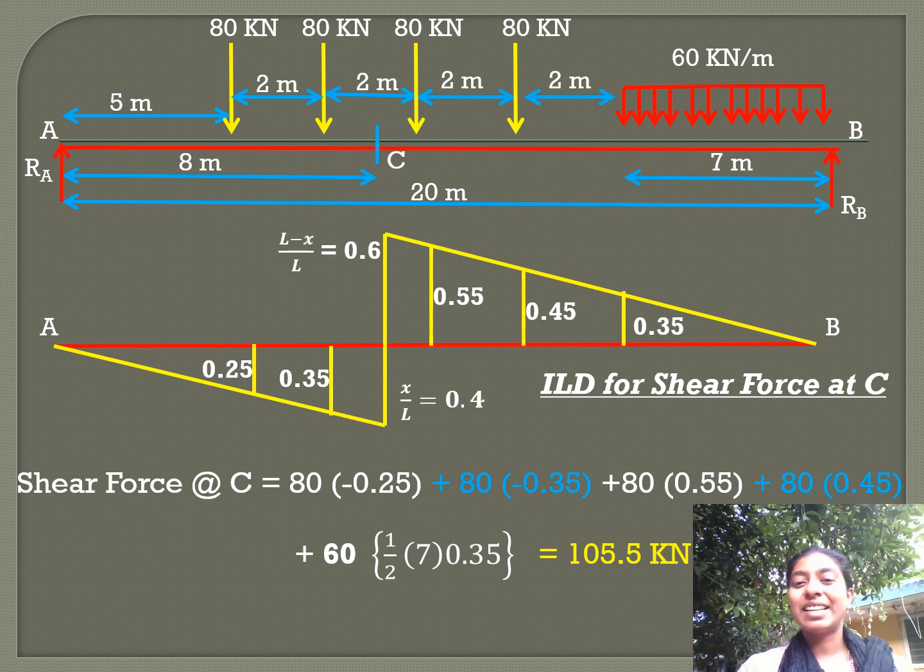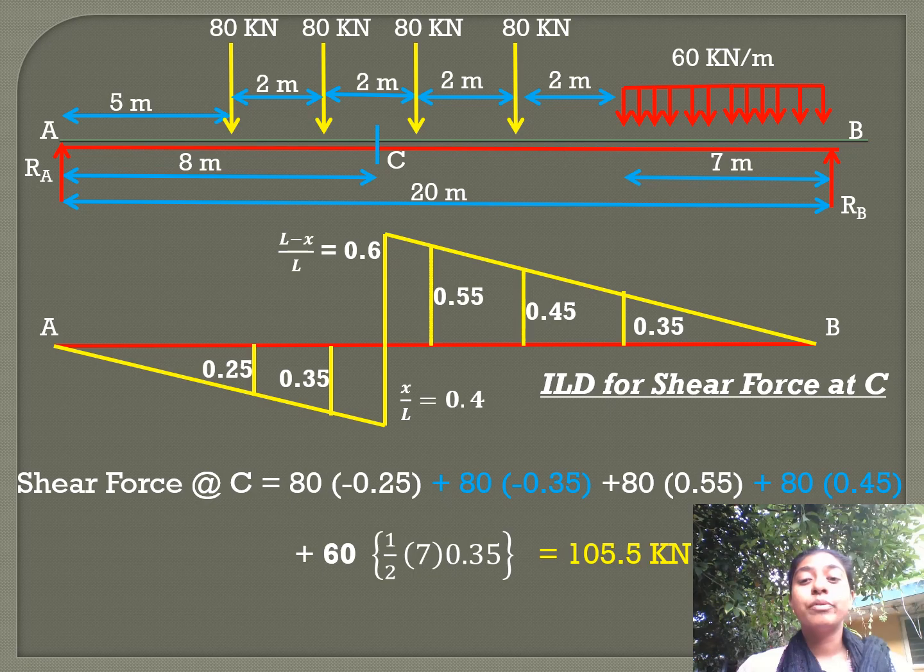In the previous problem we saw the area under the load was a trapezium. Now the area under the load is a triangle, so we will take the area of a triangle. So 60 kilonewton per meter is the UDL. So 60 into the area under this UDL in the influence line diagram, that is a triangle, so half into base, which is 7 meters, into height, which is 0.35, that is the ordinate. So we get the total shear force for the given loading condition at this section 8 meters from A as 105.5 kilonewton.